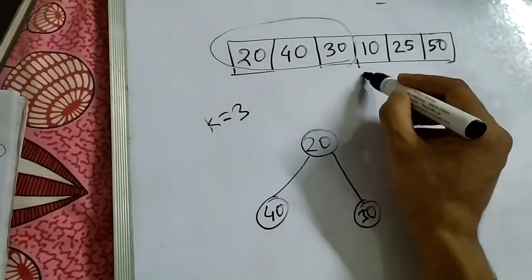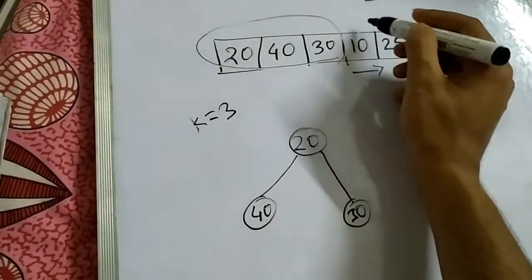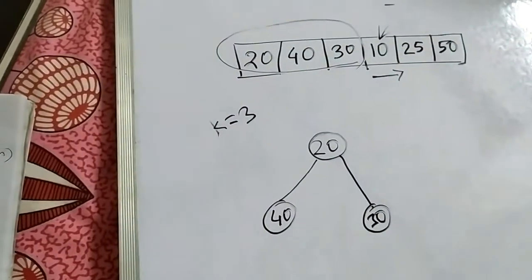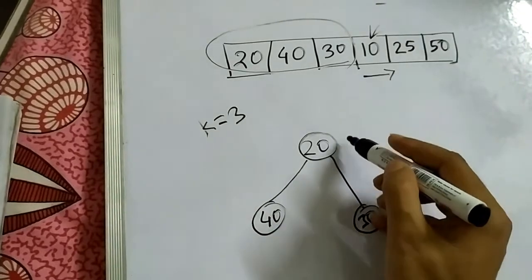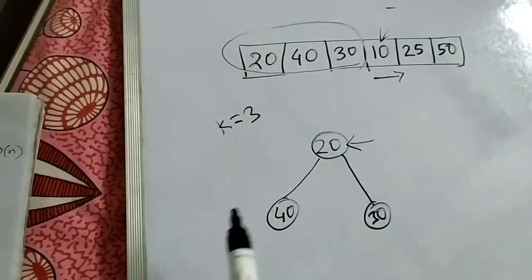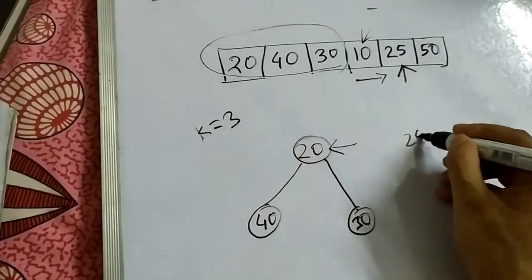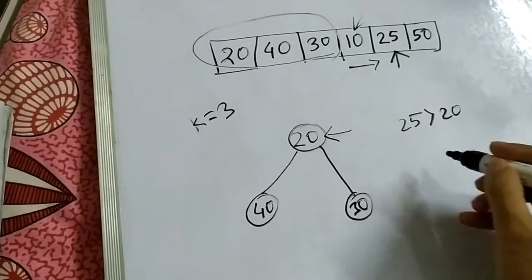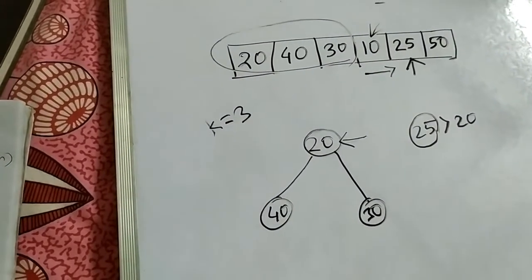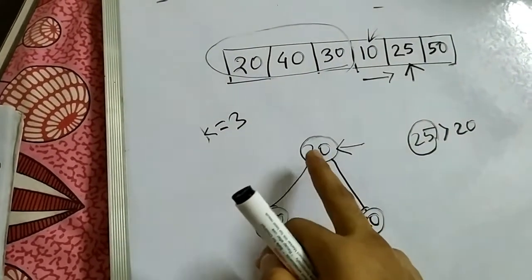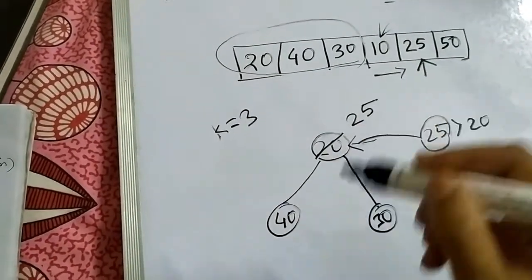Now let's check the other elements. So now I am seeing 10. 10 is not eligible for becoming the third maximum because it is less than my root element, that is 20. Now check for 25. 25 is greater than 20. So 25 is eligible to become the third maximum. So I will replace my 20 with 25. So I am putting 25 here.